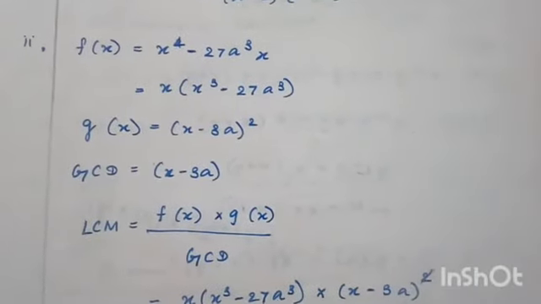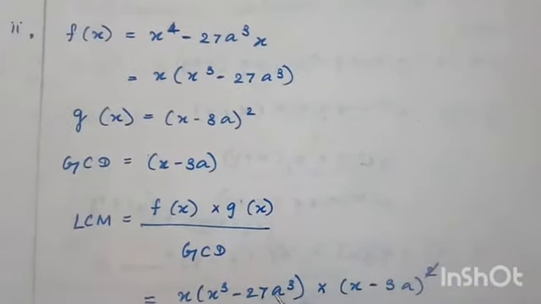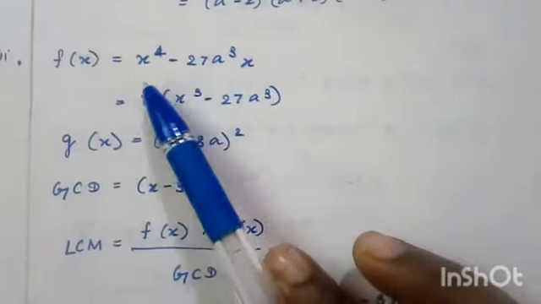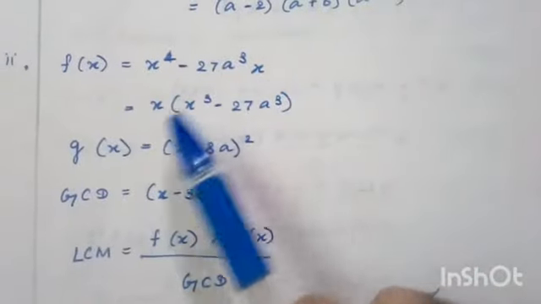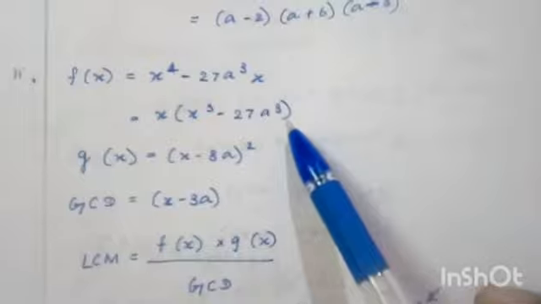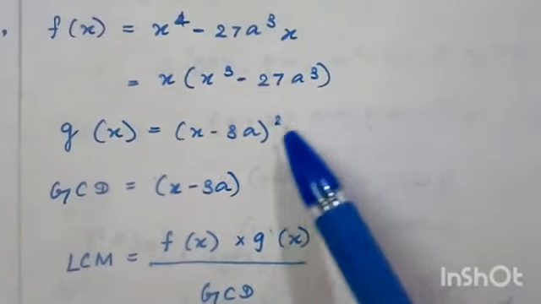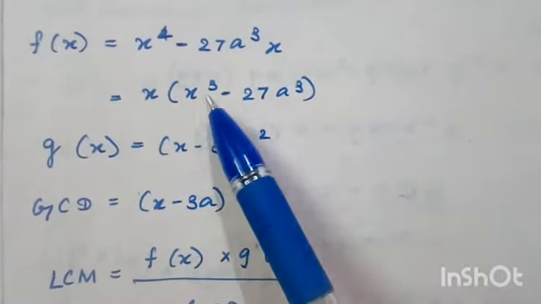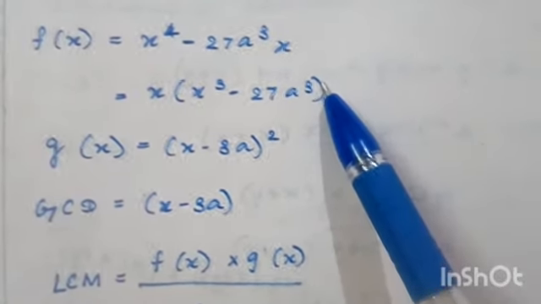Second problem, I said try yourself, but here are some of the problems where identities have to be used, that I am going to explain to you. For the first, f of x is equal to x power 4 minus 27a cube x. Since x is common, you have to take it outside, so x cube minus 27a cube. For the second, g of x is equal to x minus 3a whole square. For the first, in what form is it? A cube minus b cube, it is 3a whole cube, that we will see now.